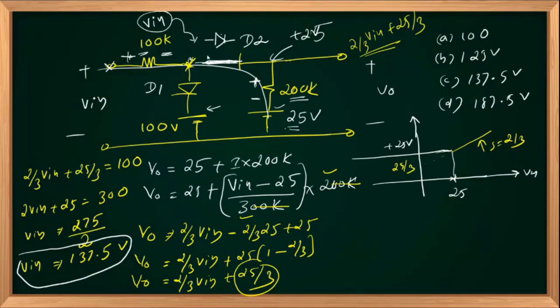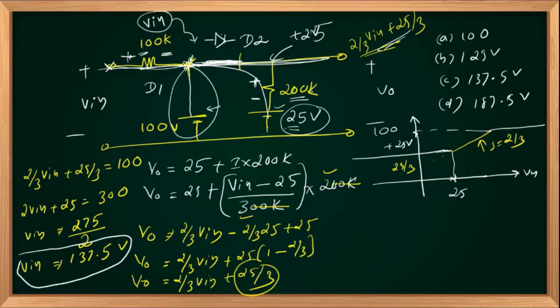But as the anode voltage of diode D1, 2 by 3rd V in plus 25 by 3, reaches 100 volts, that forward biases the diode D1, acting as a short circuit. Once it is acting as a short circuit, without any doubt D2 will be in on state itself because its reverse bias is only 25. Here we are having 100 now. Then V out is nothing but constant 100.